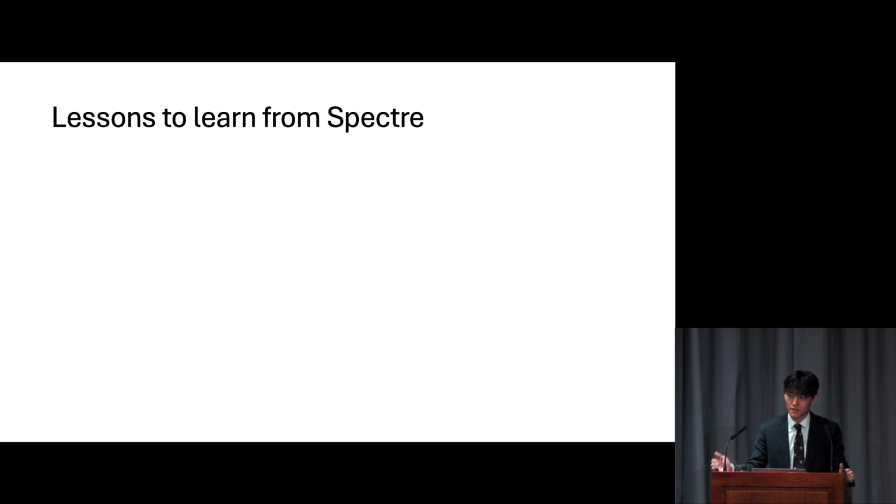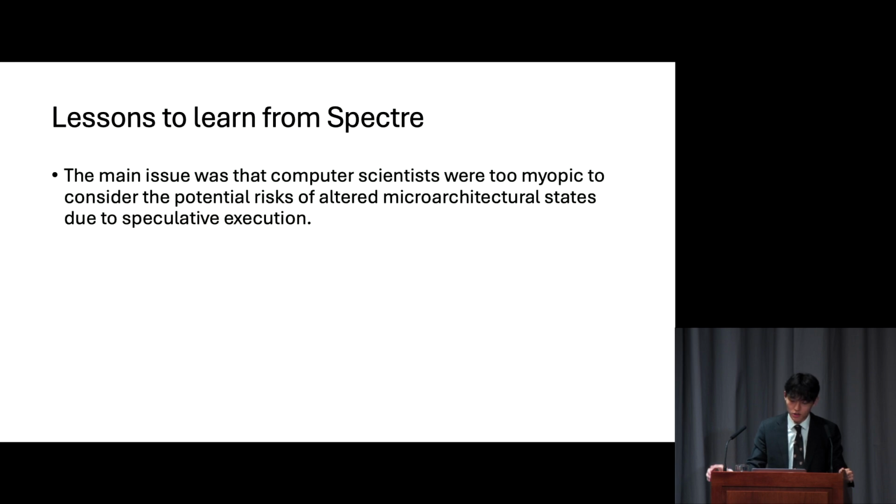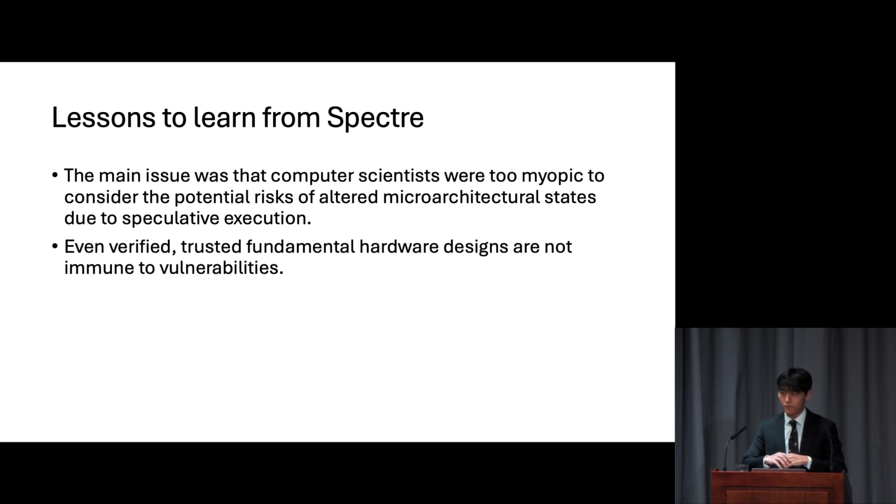So I think there are some lessons to learn from Spectre. The main issue was that computer scientists were too myopic to consider the potential risks of altered microarchitectural states due to speculative execution. And this can be dissected in two different ways. Even verified, trusted, fundamental hardware designs are not immune to vulnerabilities. Everything was proven theoretically. All the architectural logic made sense, the control flow made sense, but we must think outside the box, I think, is what that's trying to say.